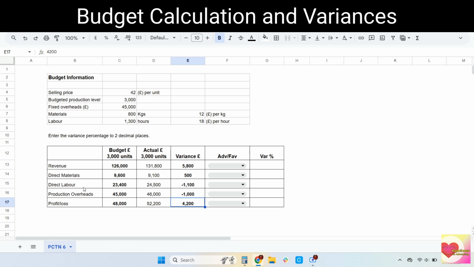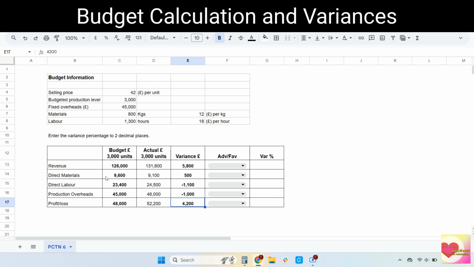If you are wondering why we are calculating them the exact opposite of how we calculate the revenue and the profit or loss, it's because these three are the costs. It means they are deducted from the revenue to get the profit.